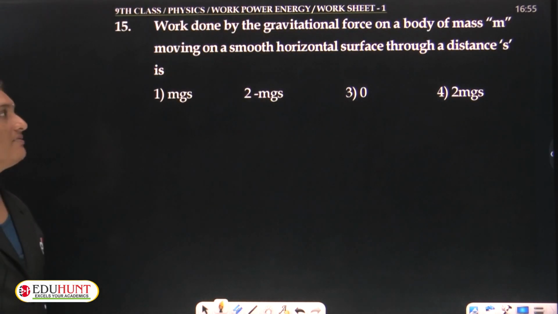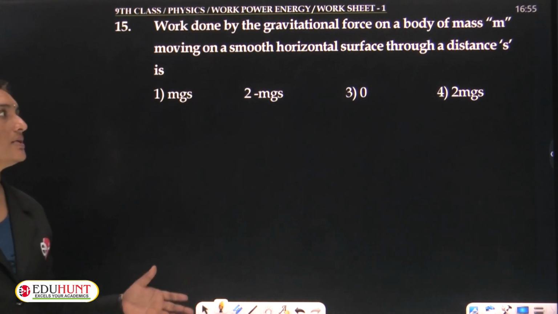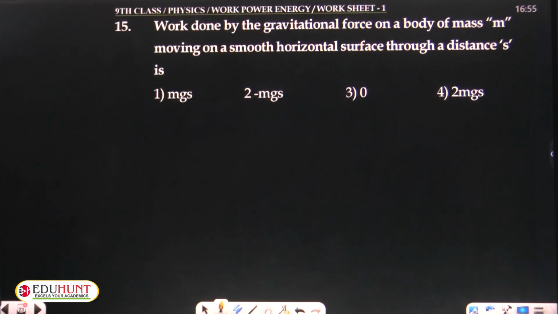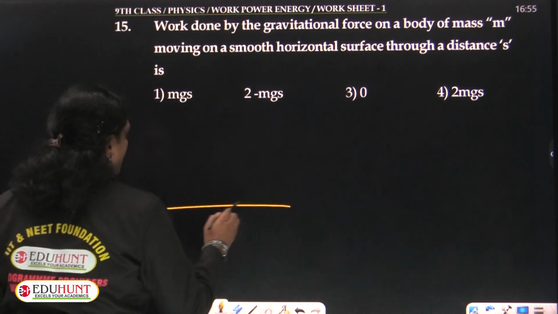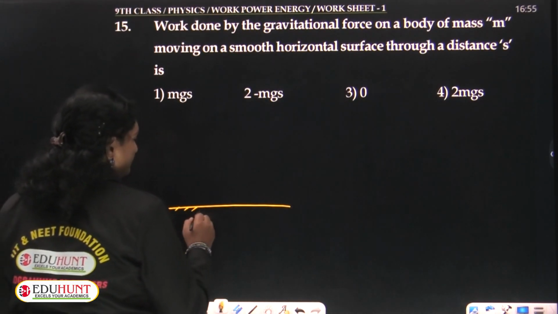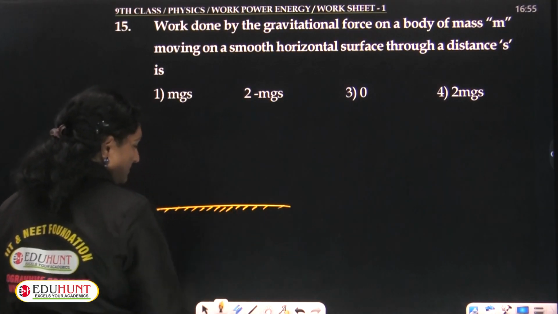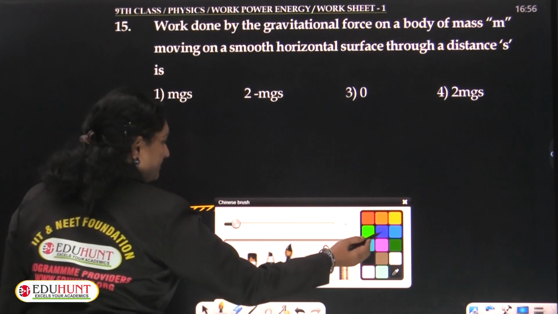Well, moving to the next question, the 15th question. Work done by the gravitational force on a body of mass m moving on a smooth horizontal surface through a distance s. The gravitational force is given as acting on a body of mass m. So where is it acting? On the surface. Consider a body.